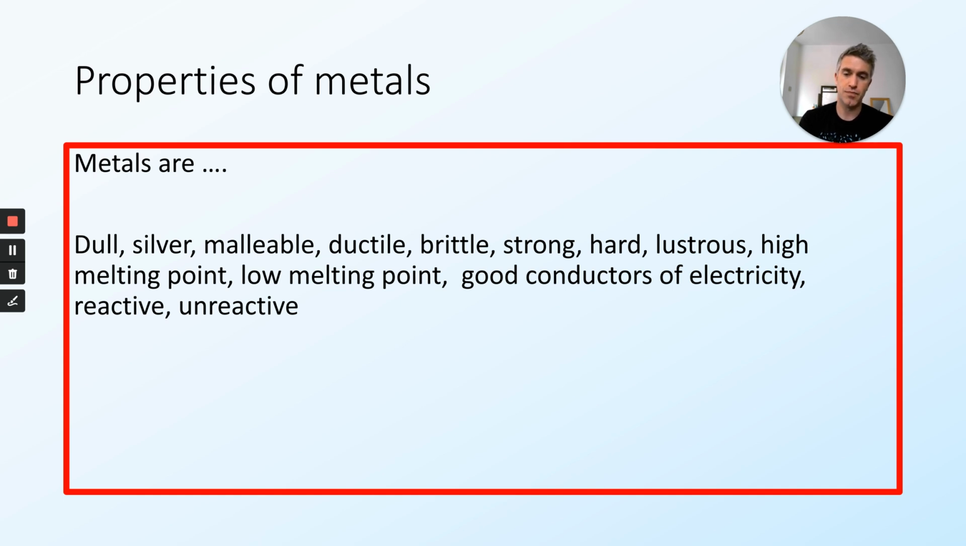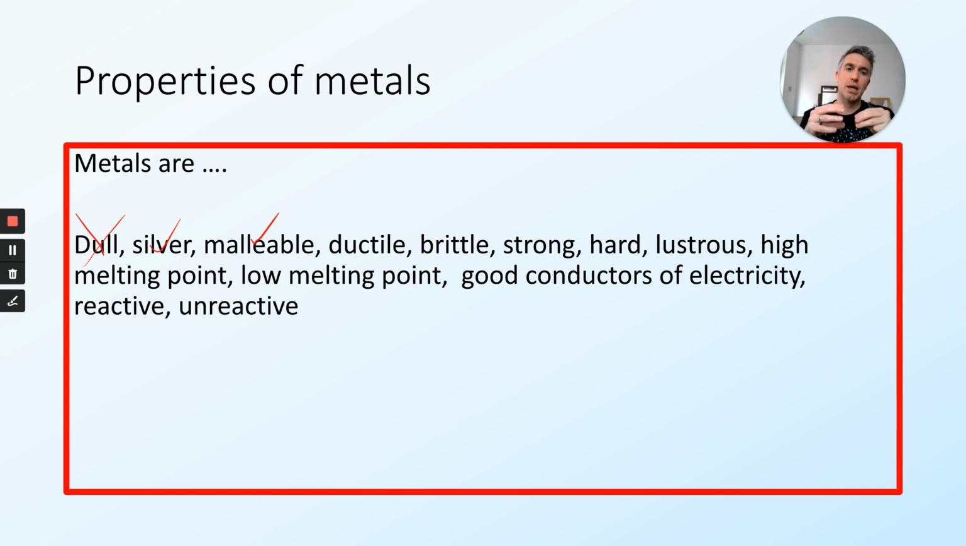Yes? Okay, so let's check. Are metals dull? Dull in this case doesn't mean boring. It means not shiny, which isn't normally true. Most metals are often quite shiny. Are they silver? Apart from gold and bronze and copper. Do you know what? Most of them are, so I'm going to leave that. Tick. Malleable, so if you hit them, can they change their shape? Yes. Tick. Are they ductile?